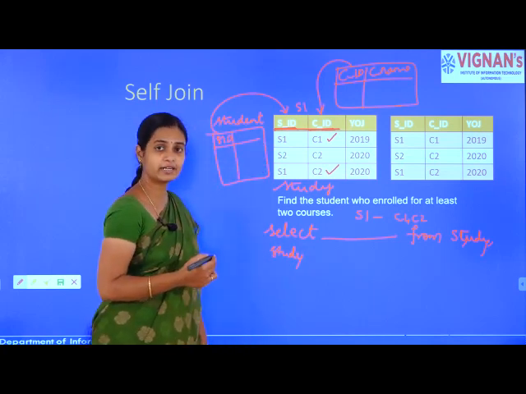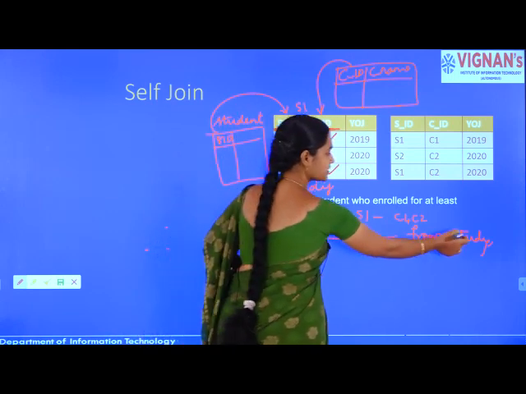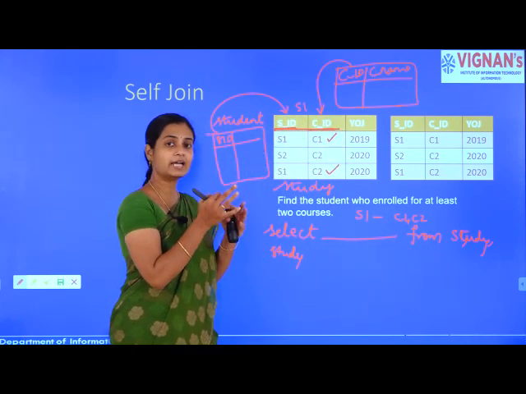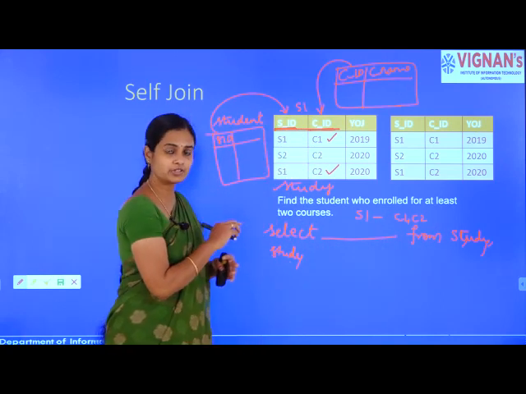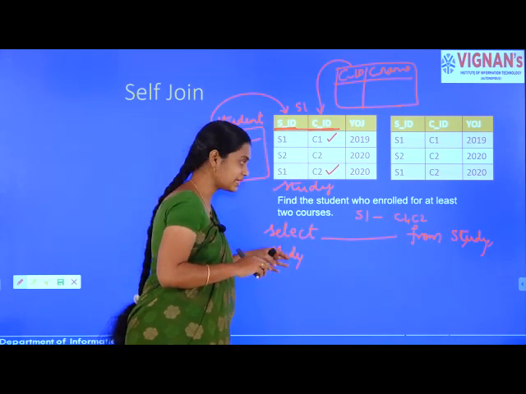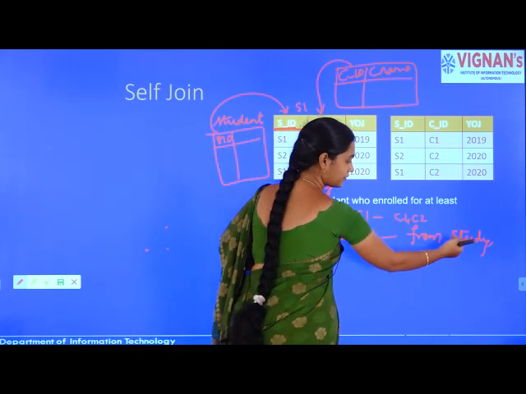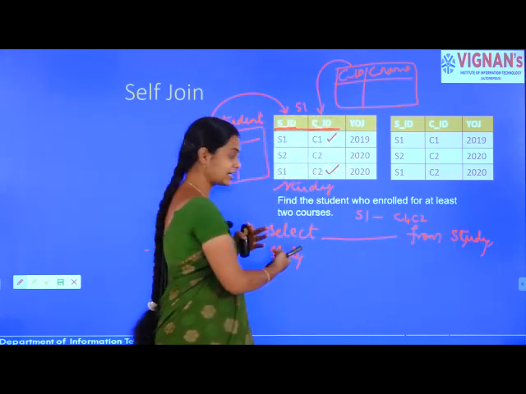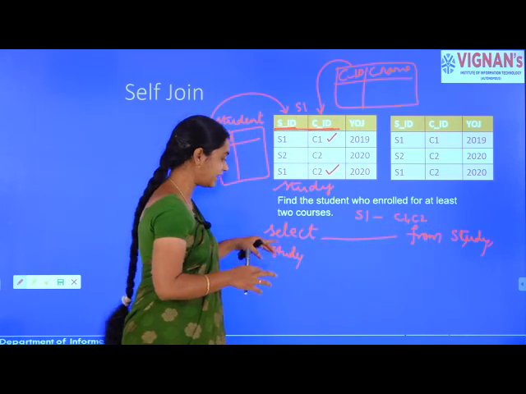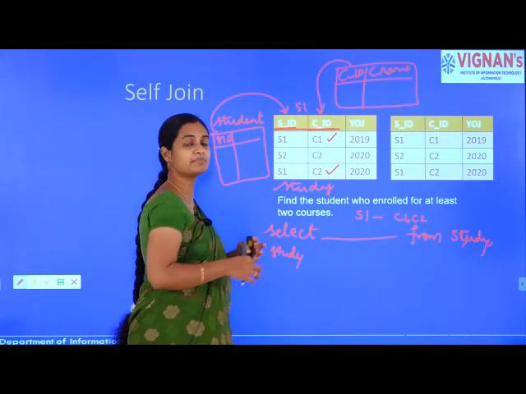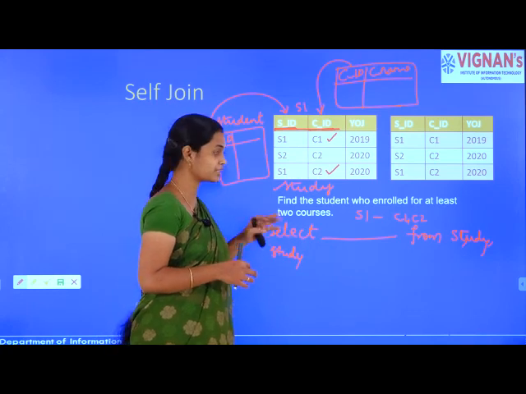Cross product is nothing but table comma table. Yes or no? So from study comma study is nothing but I am cross producting, I am joining these two tables. Now will this SQL compiler understand what she is telling, study comma study? This is not possible. This is the name of one table and again the same table name she is taking. So is it right? No, this is not right.